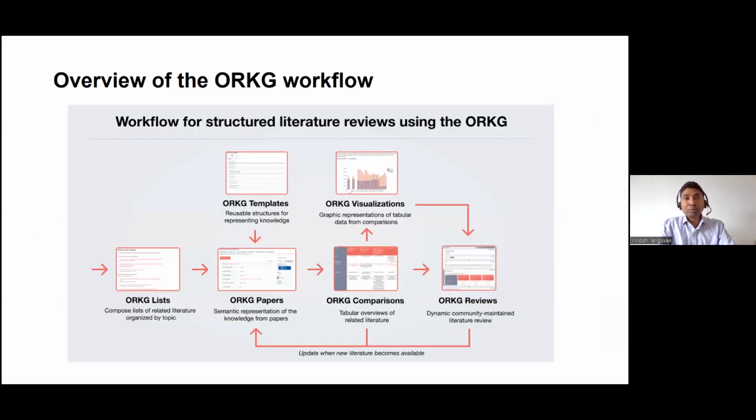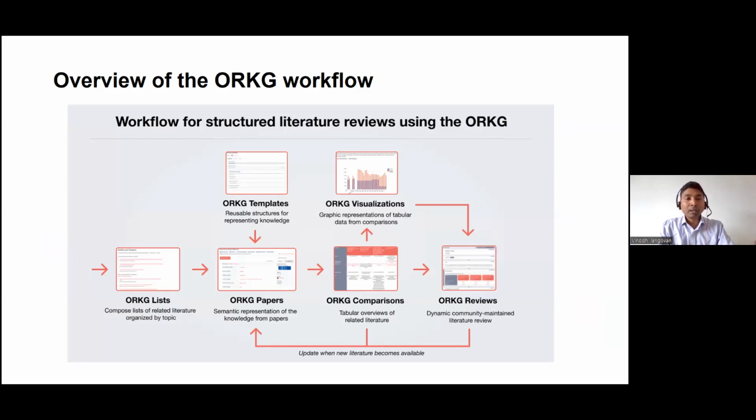And that brings me to the workflow that we currently have. We also have other features such as templates, which are basically like an input form for a particular field, developed together with experts in the field. That way you don't have to think about semantically modeling or structuring the data. All a domain expert has to do is input these fields, and then that would be transferred to the knowledge graph.